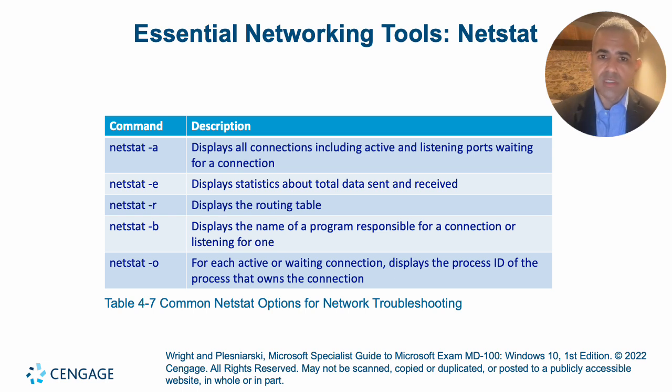-e will give you the statistics: how many packets have been sent out, how many have been received. -r shows you another way to see the routing table, to see what paths are being taken and how Windows is recording those. -b displays the name of the program responsible for that specific connection, so it's assigning a specific connection to a service that's communicating out. And then -o will show you what is active or waiting for a connection. That's kind of useful from a security mindset because you could detect potential beaconing activity from your system to some kind of malware server somewhere, which is bad. Don't do it.